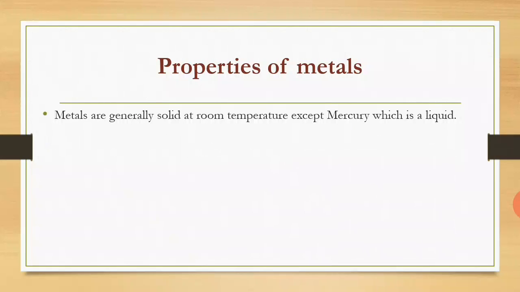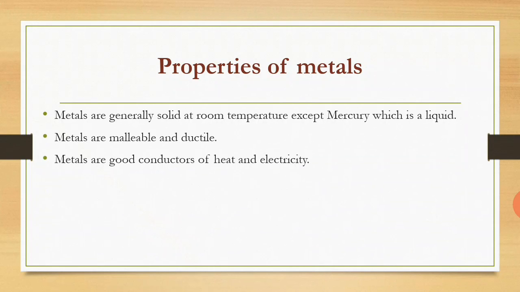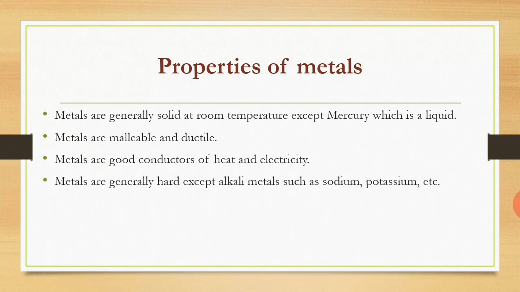The metals are generally solid at room temperature, with an exception in the case of mercury, which is liquid at room temperature. The metals are malleable and ductile. That means they can be beaten into sheets, they can be stretched into wires. Metals are good conductors of heat and electricity, as we all know. That's why they are used in the making of utensils. Metals are generally hard, except alkali metals like sodium and potassium. They are such soft metals that they can be cut with a knife easily.